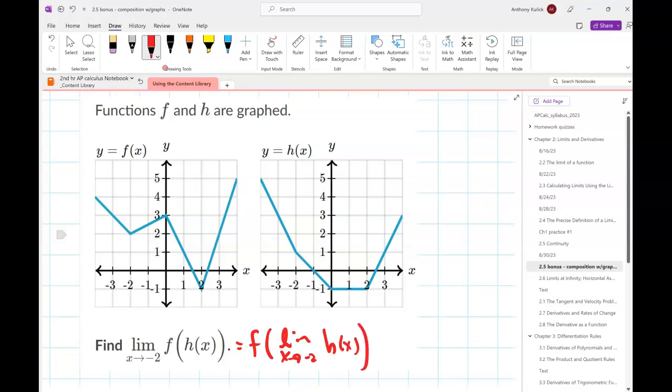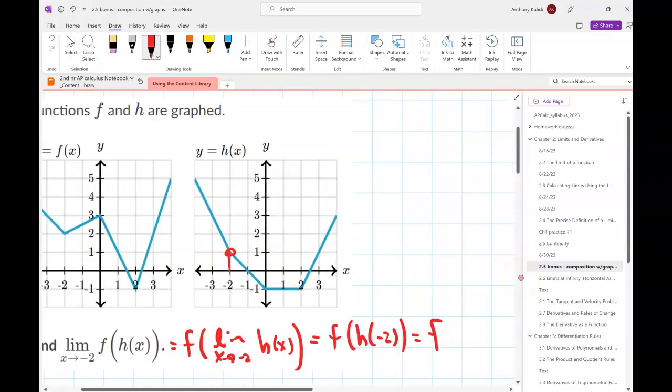So here, I should just be able to put the limit in. Since h is continuous, I can just do a direct substitution, which should just be f of 1. So I go here and I read that f of 1 is 1. Okay, that makes sense. So far, so good? Wait, so when you plug in the x value for the h graph, you get 1 for the y value, and you plug that y value into f of x, and that's what gets you the answer.